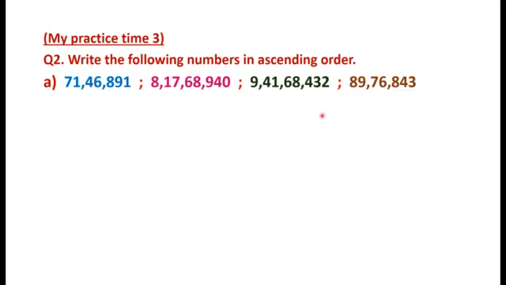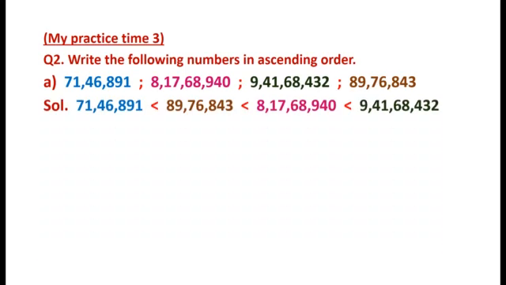So children, you can see here, first of all we will count the number of digits. In the first one the number of digits is 7. In the second number the number of digits is 8, the third one again is 8, and the fourth one is 7. So the numbers with 7 digits are the smaller numbers. So we will start comparing the first and the last one. Here it is 7 and here it is 8.